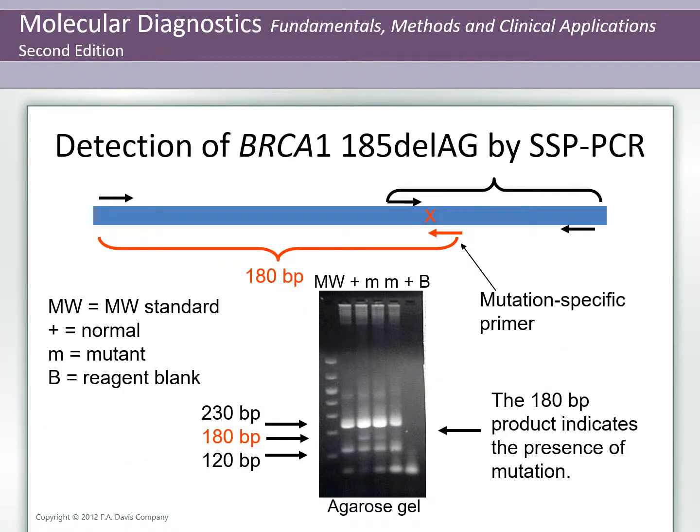This figure shows an example of direct sequencing by sequence-specific PCR in which the known location of the mutation is targeted with a mutation-specific primer. In this example, the 180 base pair fragment that can be seen here lightly between the 230 and the 120 base pair indicates the presence of the mutation. This is seen in lanes 3 and 4, the mutant lanes of the agarose gel.